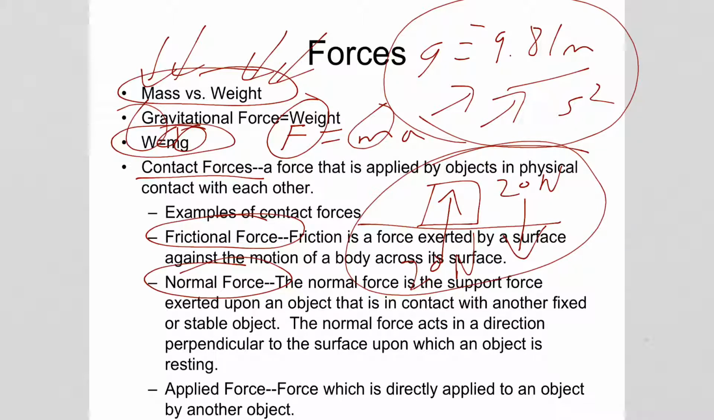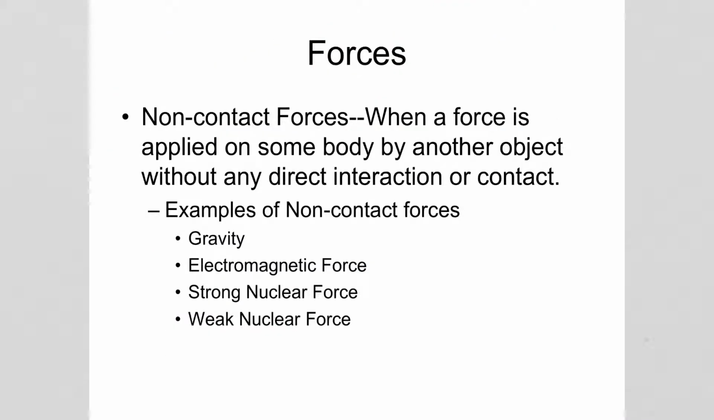Applied forces are also contact forces. So applied forces might be a force we apply with a rope, or it might be that you push a box. When you literally apply a force to an object, that's an applied force. Non-contact forces are when a force is applied on a body by an object without direct interaction or contact. These are oftentimes field forces, like gravity that can act over distance, also the electromagnetic force. And inside the nucleus, we have non-contact forces like the strong nuclear and the weak nuclear forces.